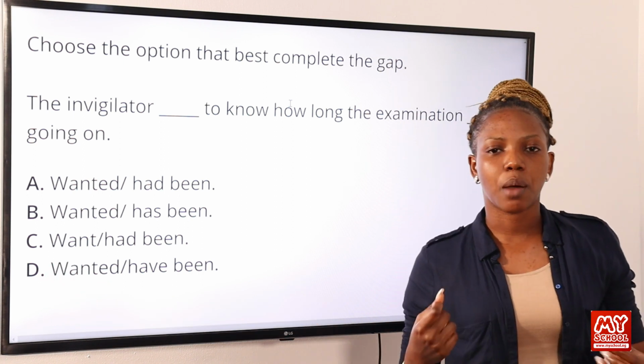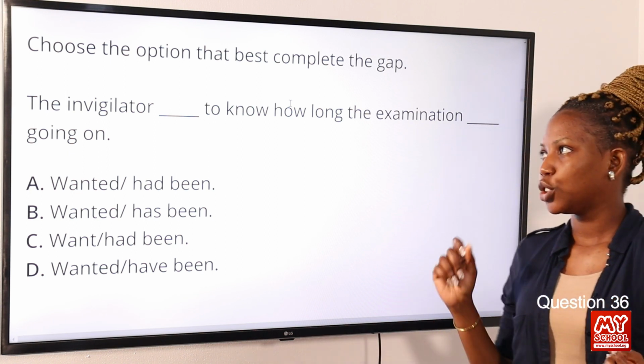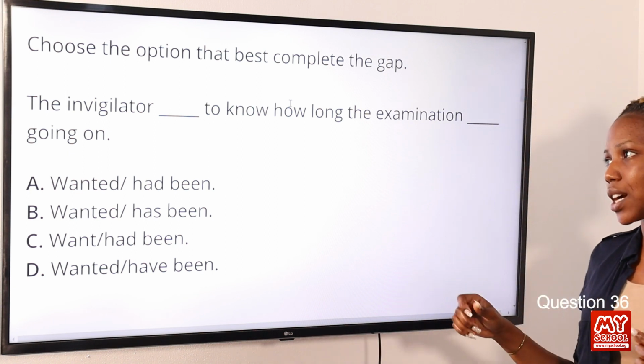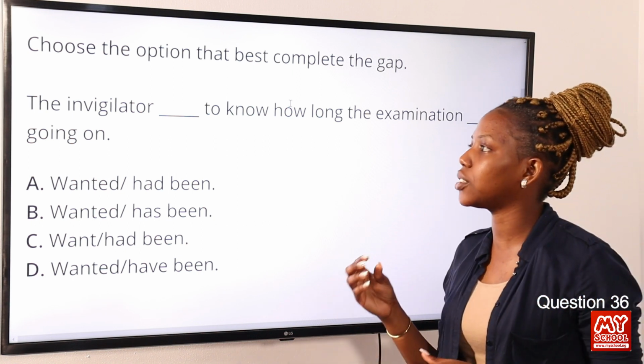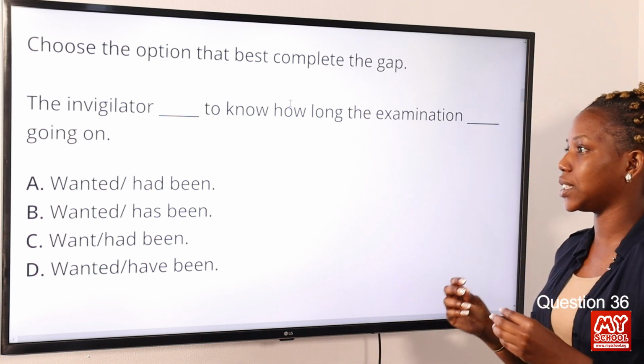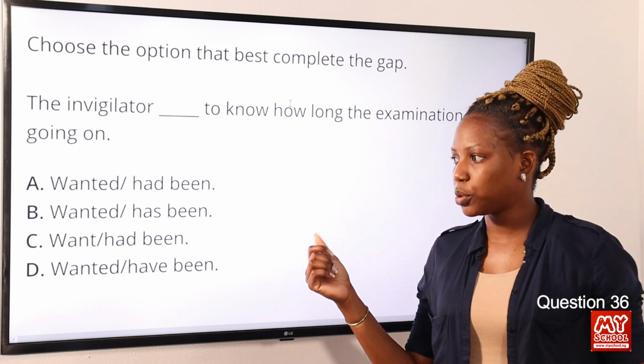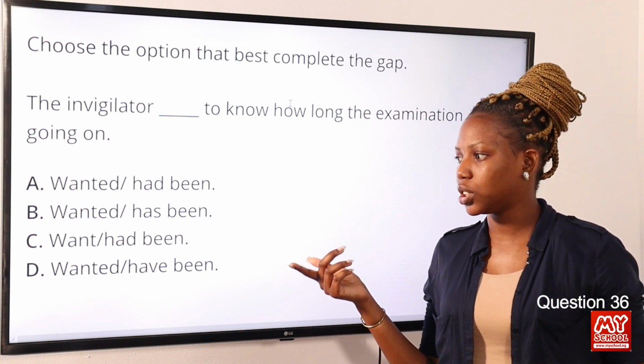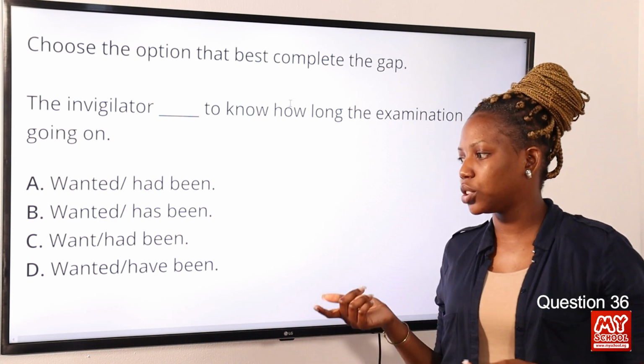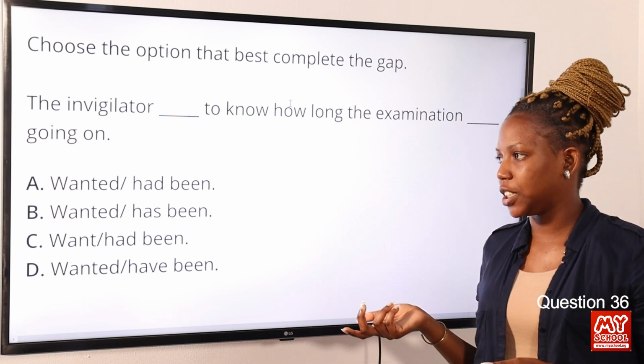Now moving on to question 36. Choose the option that best completes the gap. The invigilator dash to know how long the examination dash going on. Option A, wanted/had been. Option B, wanted/has been. Option C, want/had been. Option D, wanted/have been.